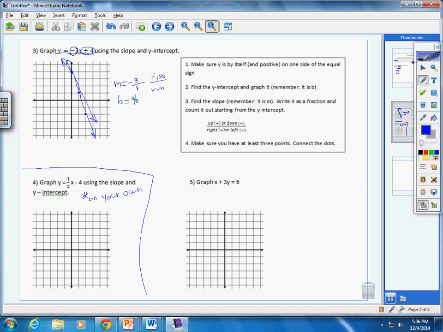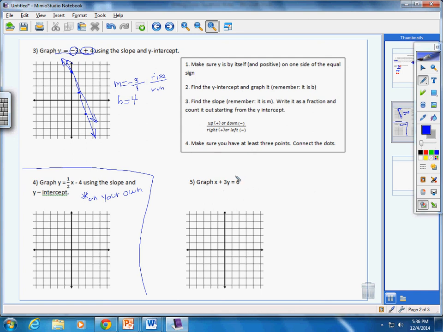Okay, so folks, that's how you graph a line once it's in slope-intercept form using the slope and the y-intercept. All you have to do is plot your y-intercept first, then use your slope to find your next 2 points. Okay? Very simple. I'm going to ask that you do number 4 on your own, mimic it after number 3, and we're on to number 5, our last one. It says graph this guy.